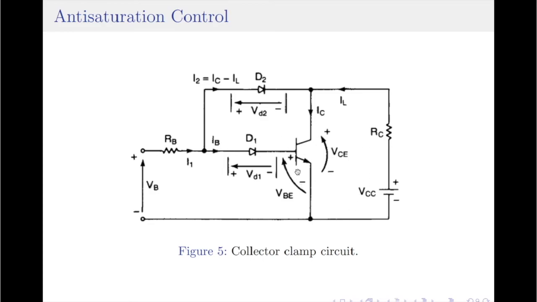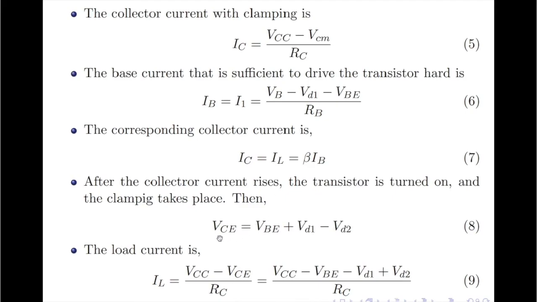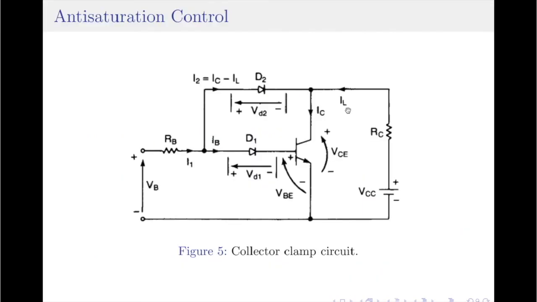Once the transistor turns on, the collector current starts to rise and clamping takes place because now the diode D2 will be forward biased. The collector to emitter voltage is now given by VBE, VD1 and VD2. In equation form, this will be VCE equals VBE plus VD1 minus VD2. In a very similar fashion, we can write an expression for the load current IL. Please note, it is now different from the collector current IC because the diode D2 is turned on and this in fact is our clamping diode.